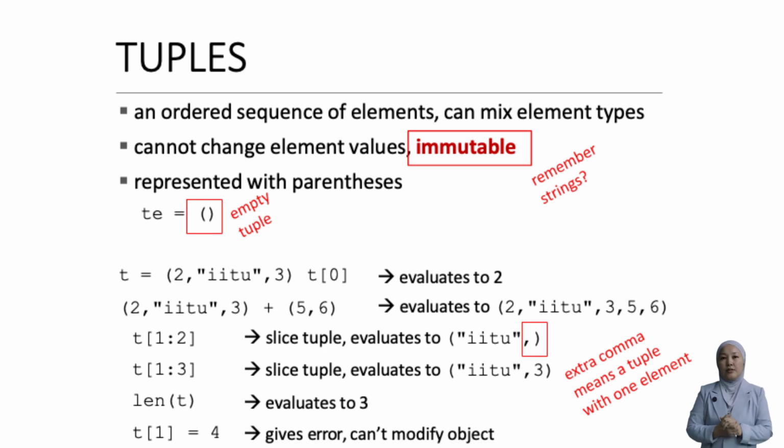A multi-element tuple, T = (2, "mit", 3). You access elements by index starting at 0. T[0] is 2. You can concatenate tuples with plus, creating a new tuple. (2, "mit", 3) + (5, 6) yields (2, "mit", 3, 5, 6). Slicing works too. T[1:2] gives the slice, ("mit",). Note the comma indicating it's a tuple. T[1] gives "mit". Length returns 3. Crucially, T[1] = 4 causes an error. You cannot assign to a tuple index. This immutability makes tuples useful for fixed data.